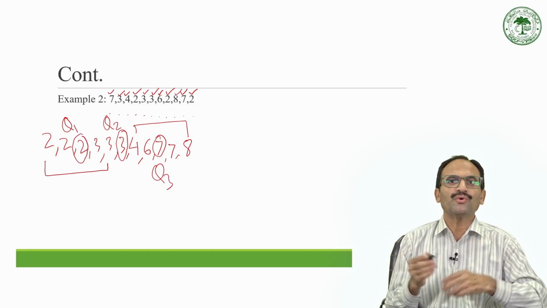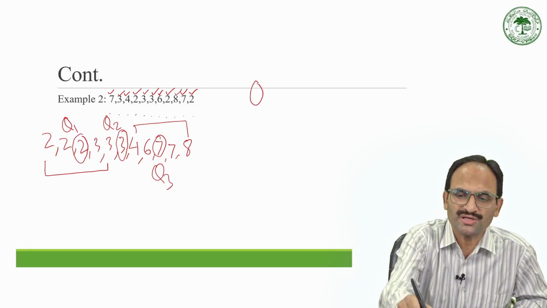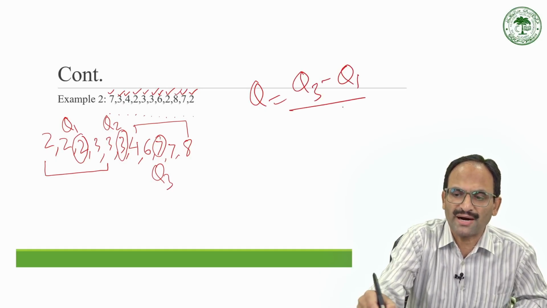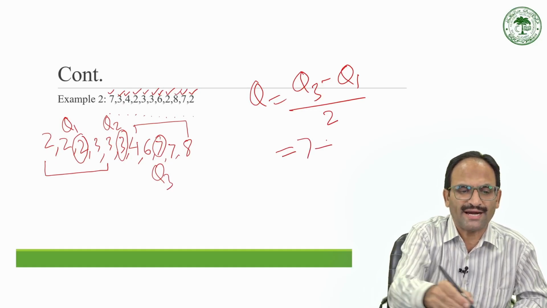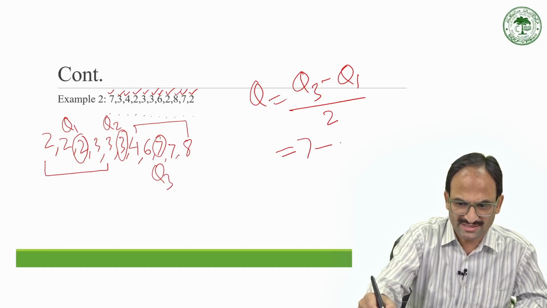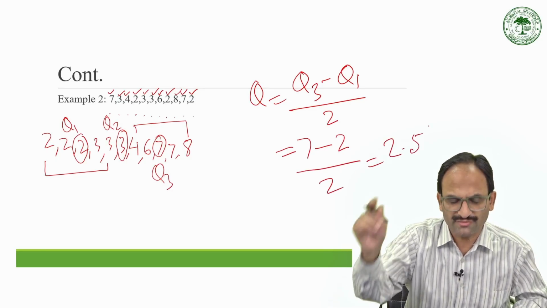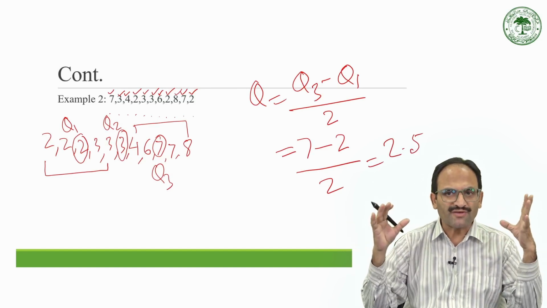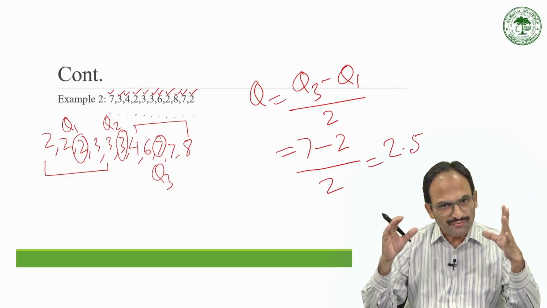Now, in order to calculate the quartile deviation, we will use the formula Q.D. is equal to (Q3 minus Q1) upon 2. Q3 you have calculated as 7 and Q1 you have calculated as 2. So finally (7 minus 2) upon 2, that is 2.5. So in this particular situation, the quartile deviation has been calculated as 2.5.